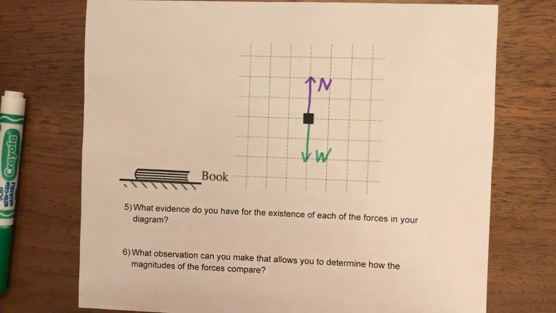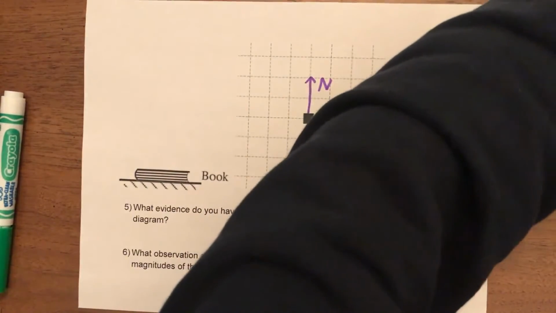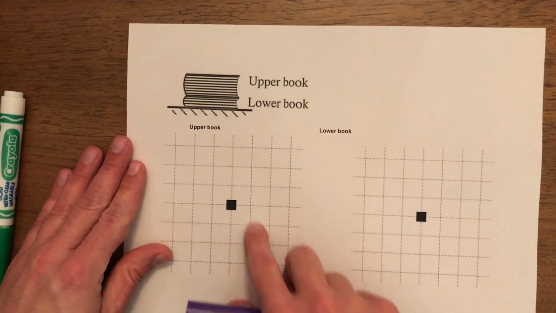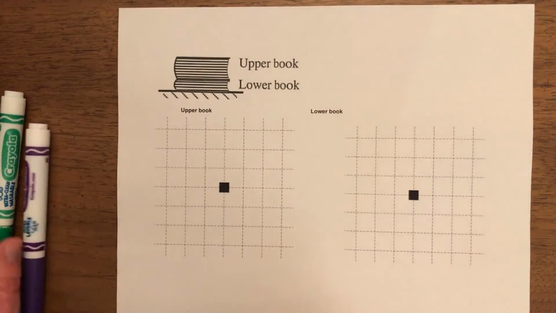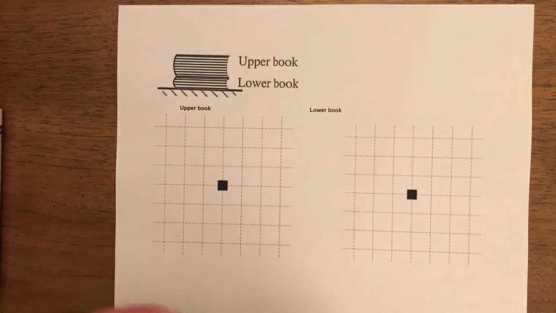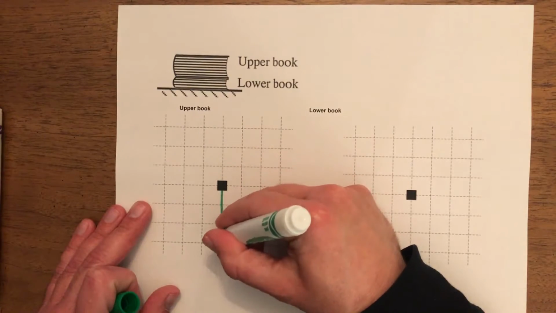So now they get a little bit more complicated than this. We put a bigger book on the lower book, and they want us to do 2 free body diagrams here: one for the upper book and one for the lower book. So the upper book, 1, 2, 3, also has weight.